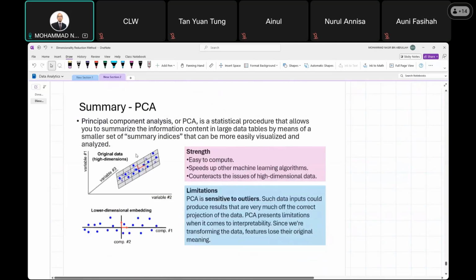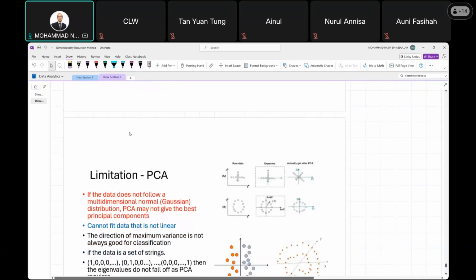To summarize, PCA is a statistical procedure that allows you to summarize the information content in a larger data table into a smaller set. The strength is that it is easy to compute, not very complicated, and it speeds up other machine learning algorithms by reducing the dimensionality. The limitation is that it is very sensitive to outliers. So before we proceed with principal component analysis, we need to remove or rectify the outliers.